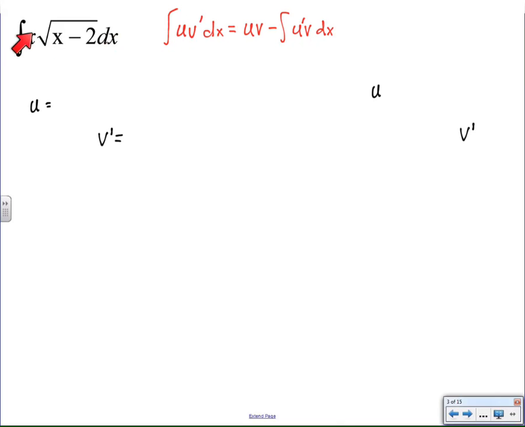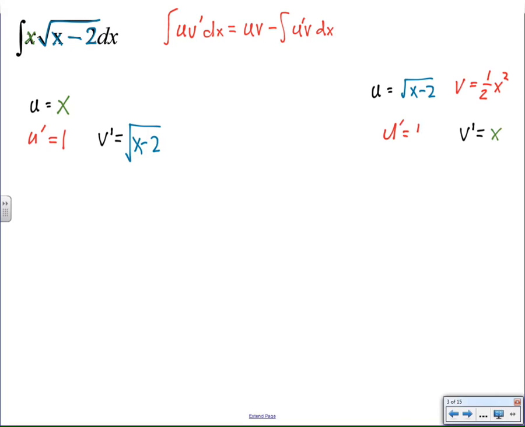So when we're given the x and the square root of x minus 2, we have to choose one of them to be u, so that could be the x or the square root of x minus 2, and whatever one we don't choose will be the v prime. So here are our options. We could choose either or, and in each case we have to find either level up or level down.